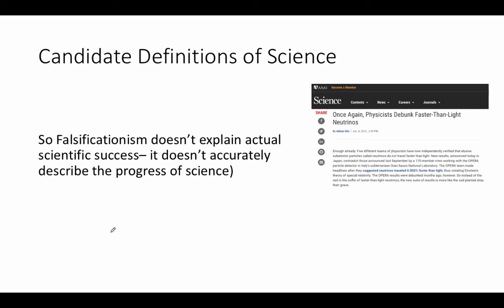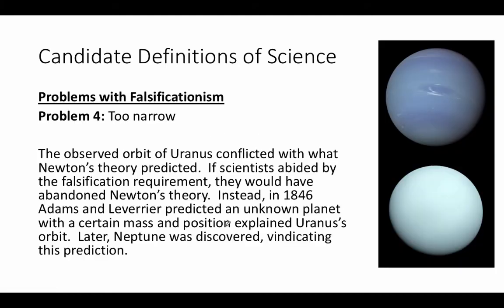Scientists didn't give up the postulate that nothing's faster than light, even though they allegedly falsified it, and that's what they ought to have done on falsificationism. Instead, they held on to that view and found other reasons. Another example: at one point, we didn't know about the planet Neptune. We hadn't discovered it yet in the solar system. So the observed orbit of Uranus conflicted with what Newton's theory predicted at the time. So Uranus had an orbit that was inconsistent, allegedly, with Newton's theory.